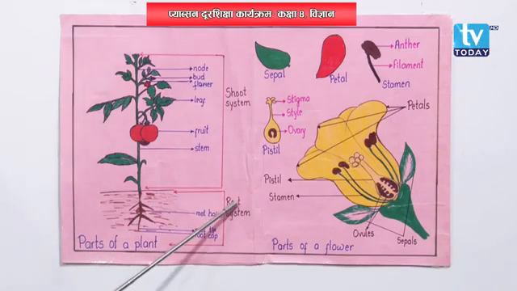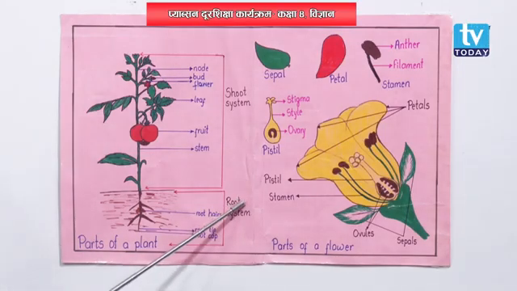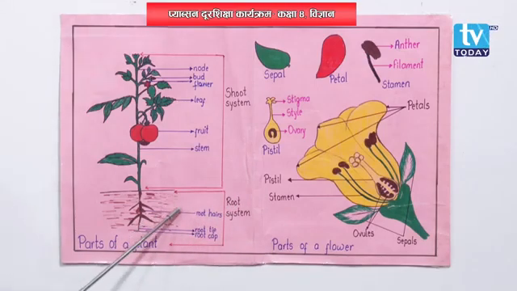So, root helps the plant to anchor into the soil, that means it holds the plant tightly into the soil, and it also helps to absorb water and minerals from the soil. The first function of root is it holds the plant tightly into the soil, and the next one, it absorbs water and minerals from the soil.